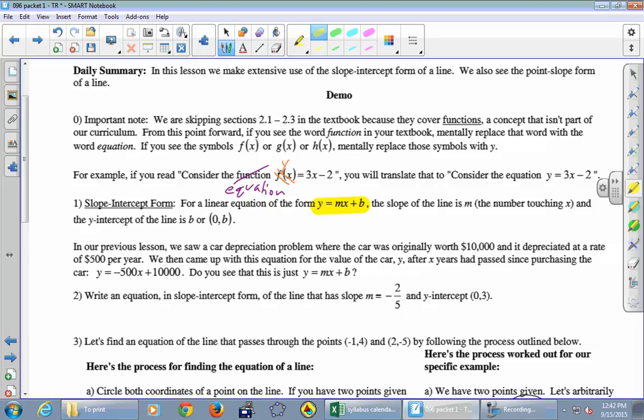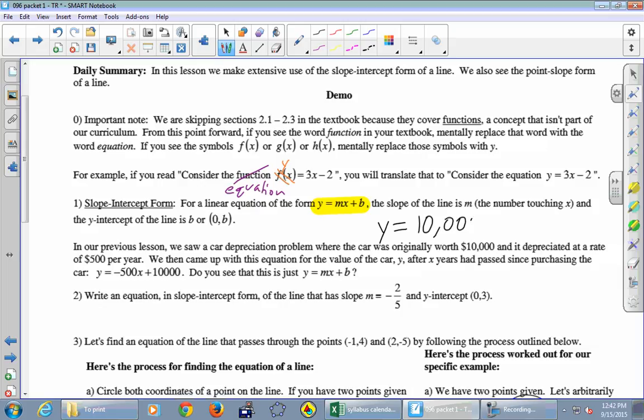In our previous lesson, we saw a car depreciation problem where the car was originally worth $10,000 and depreciated at a rate of $500 per year. Do you remember this problem? Started with $10,000 and depreciated at $500 per year. And then there was an exercise that said write down an equation for the value of the car after X years. And so I think a lot of people wrote this.